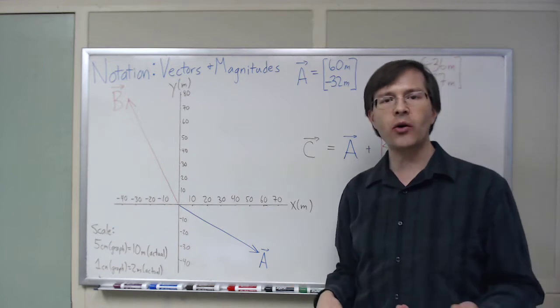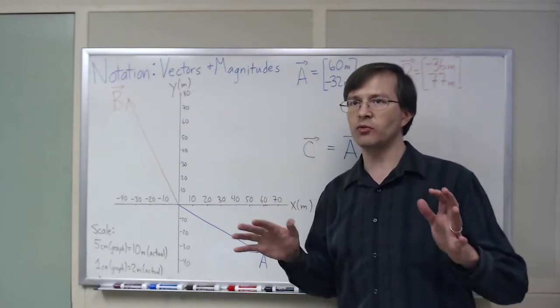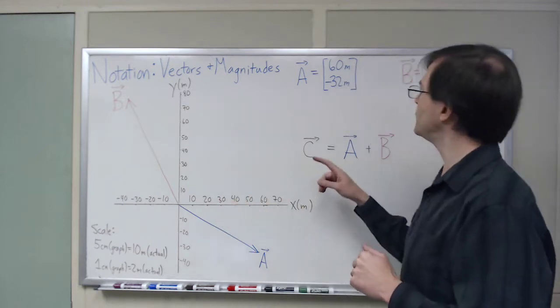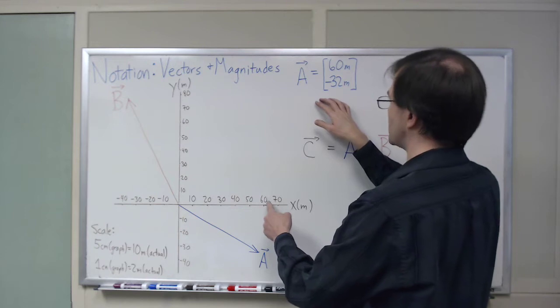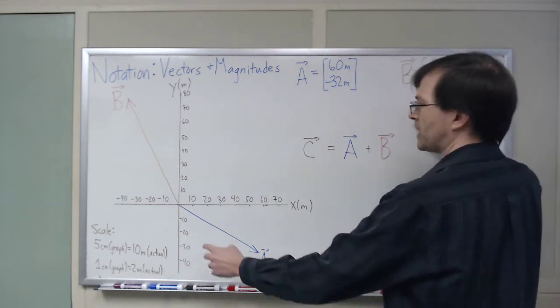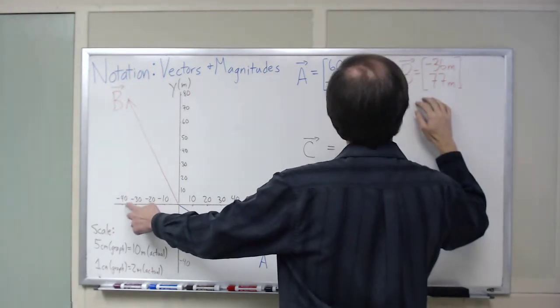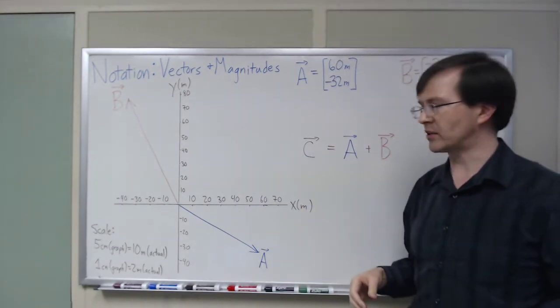If I write these down in vector components, I'm writing these as 2 component vectors instead of 3 dimensions, just to keep it simple. In vector components, vector A is 60 meters in the x direction and negative 32 in the y direction. And vector B is negative 36 in the x direction and 77 in the y direction. Those are my 2 vectors.